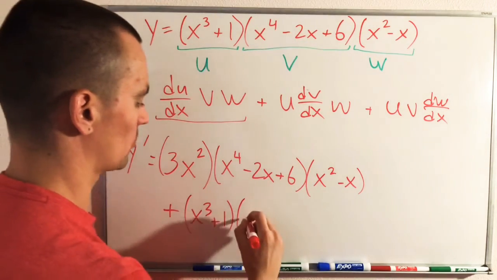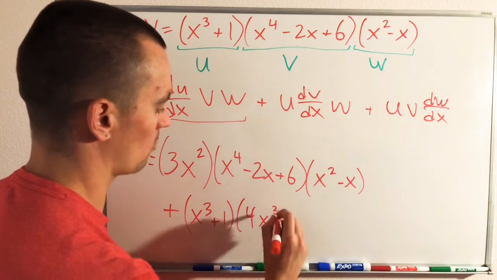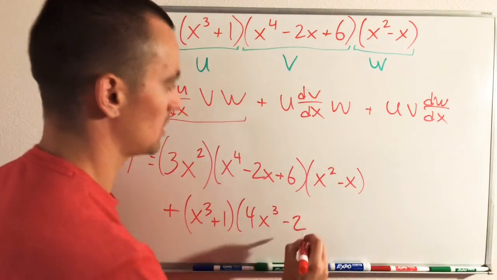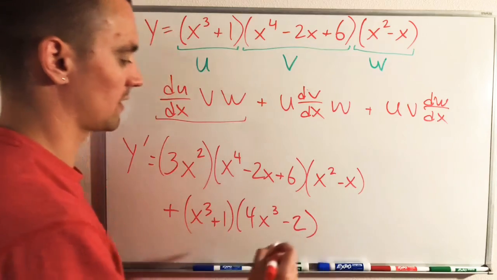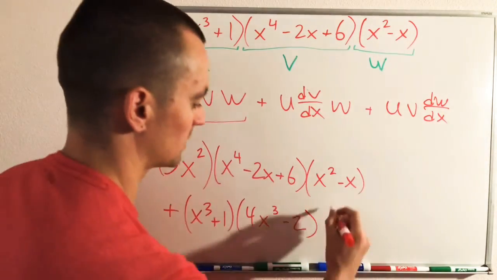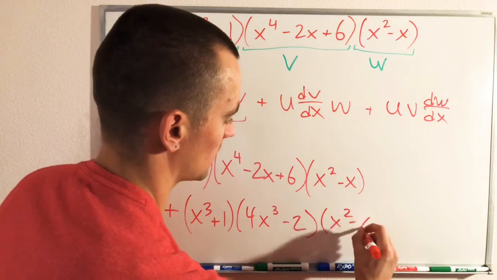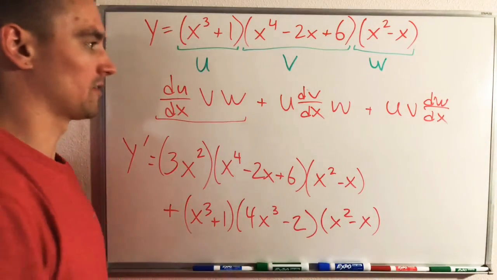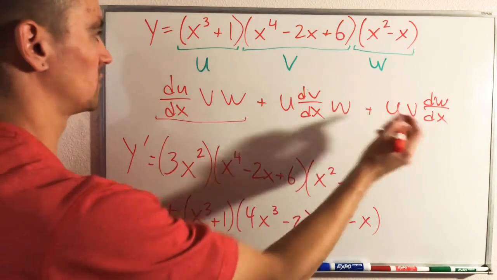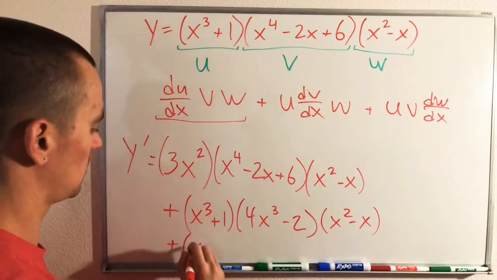rule. So we can bring the 4 down in front, lower the power by 1. The derivative of 2x is 2, and then the derivative of 6 is 0, so that'll go away. And then we multiply that by w, so then times this x squared minus x. And then we do have to do it one more time for this last one. So then again, we're going to get plus u times v, so times these 2 terms.